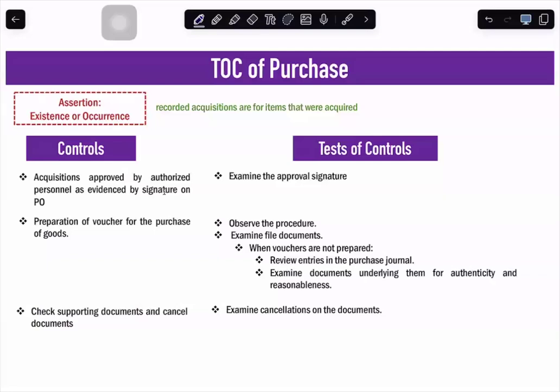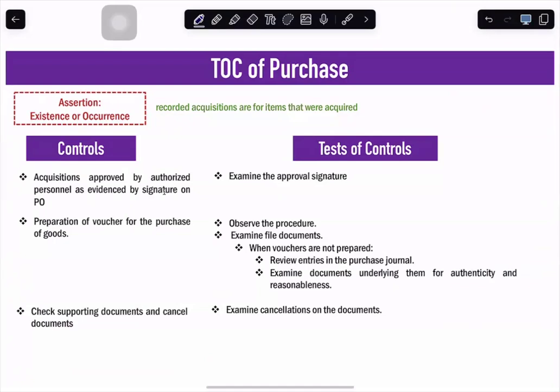For the TOC of purchase, our first assertion is existence or occurrence. Again, for existence or occurrence, this talks about whether the purchases really were acquired. Whatever is the recorded acquisitions or purchases, are the items acquired? So what are the controls in place? First, acquisitions approved by authorized personnel as evidenced by signature on PO.